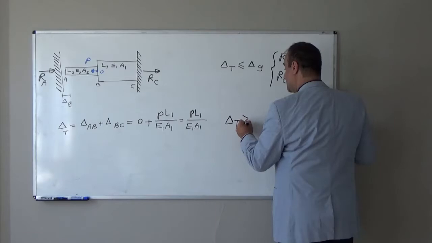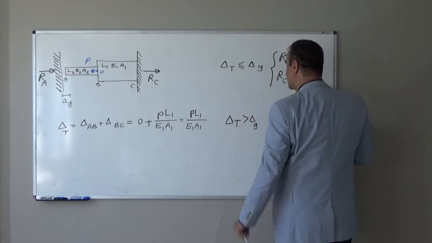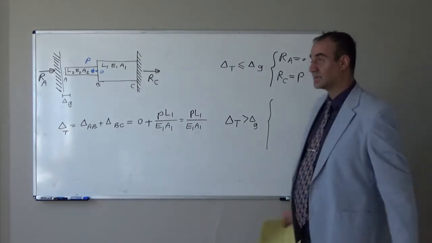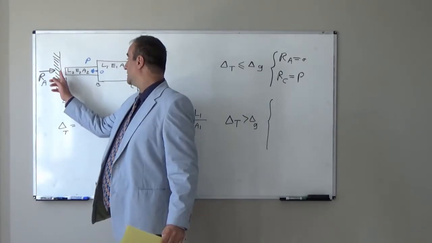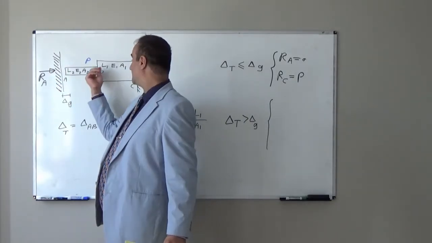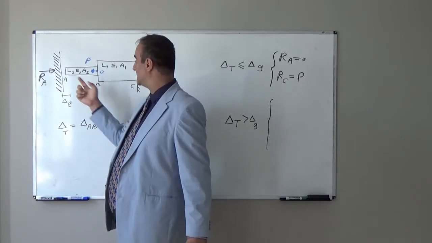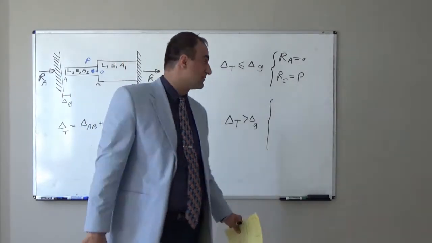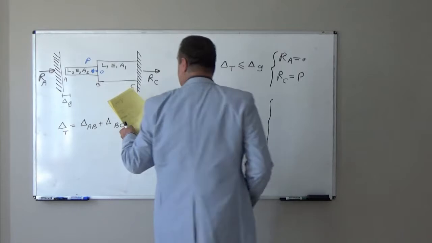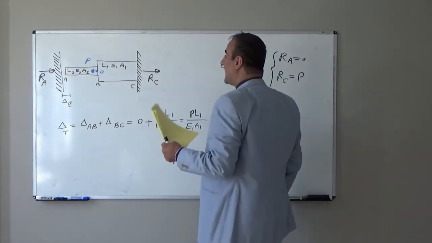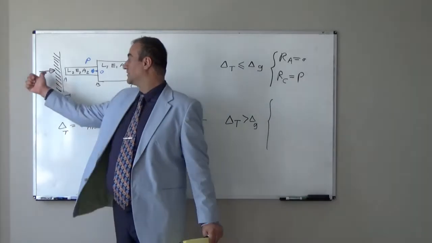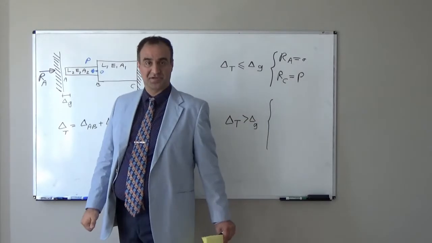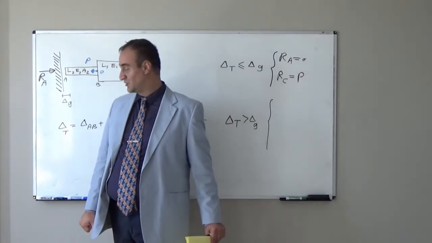But if delta T, the total deformation, is greater than that gap value, in that case it is a different story. Why? Up to this support point, we apply this force and we have elongation at part BC. Up to touching the support, reaction RC is equal to P, and here reaction is 0. But after touching that, this support will apply a reaction and will have a contribution against this external load. How much is that contribution?